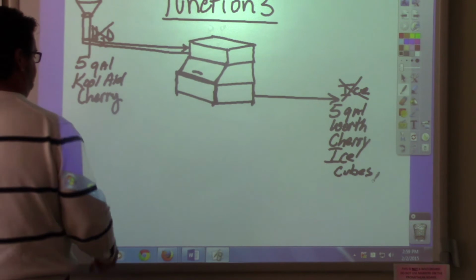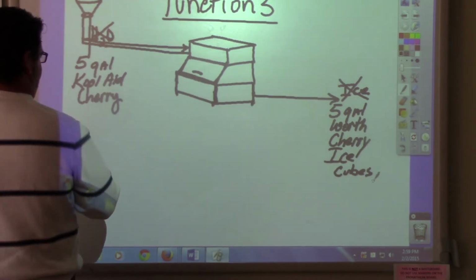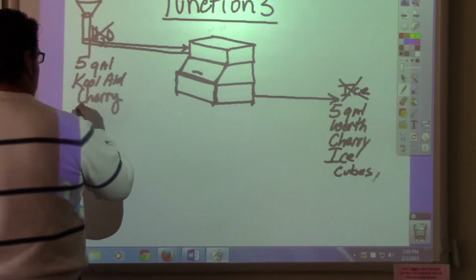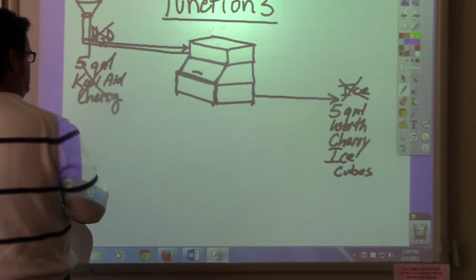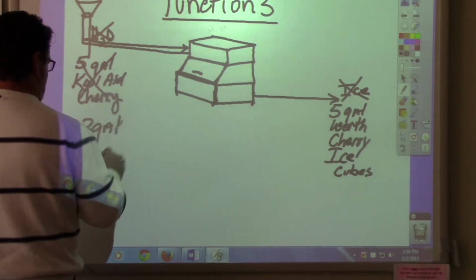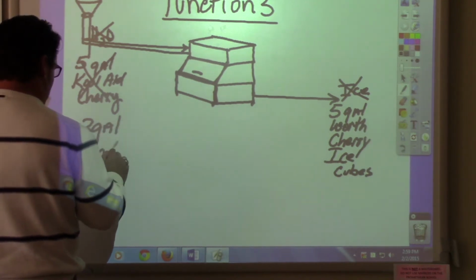What if I say, okay, after that 5 gallons, just forget about the 5 gallons of cherry Kool-Aid, I want you to put in 3 gallons of lime Kool-Aid.